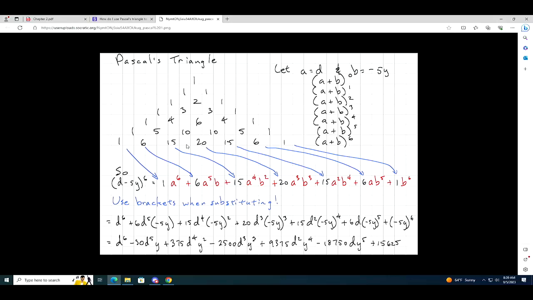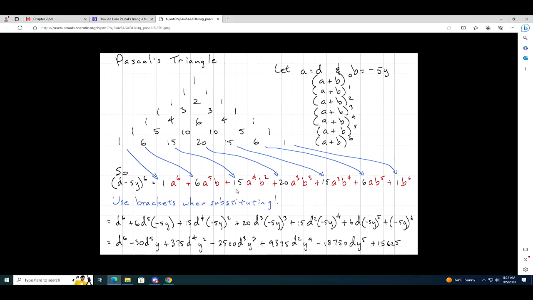And then the 15 comes down, we raise or lower a again. So notice a keeps going down, a to the 6th power, a to the 5th power, a to the 4th power, a to the 3rd power, a squared, a, and then a is gone. And b is going up. This is like b to the 0 power, b to the 1st power, b to the 2nd power, b to the 3rd power, b to the 4th power, b to the 5th power, b to the 6th power.